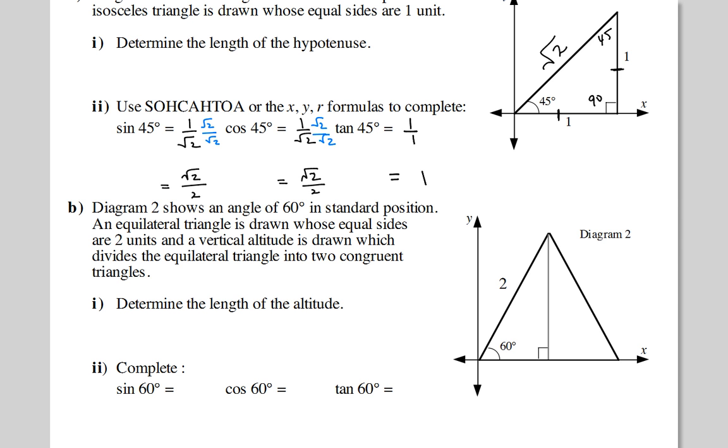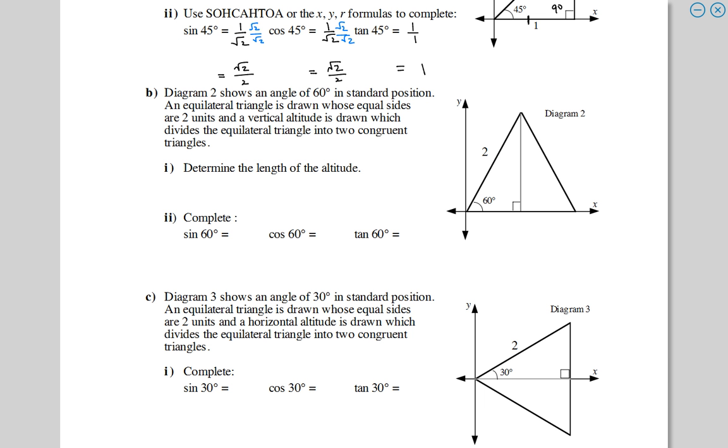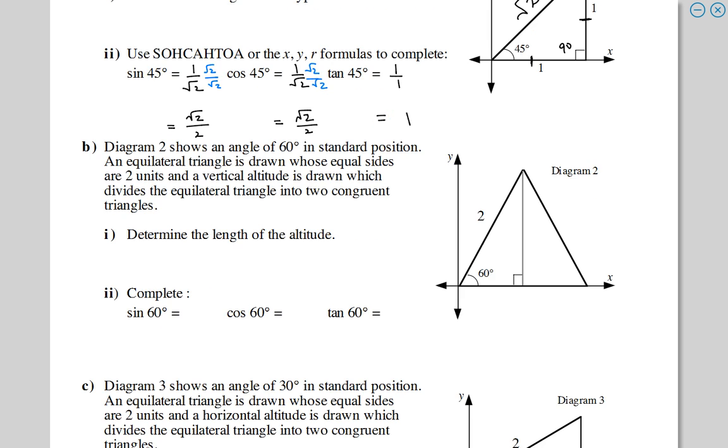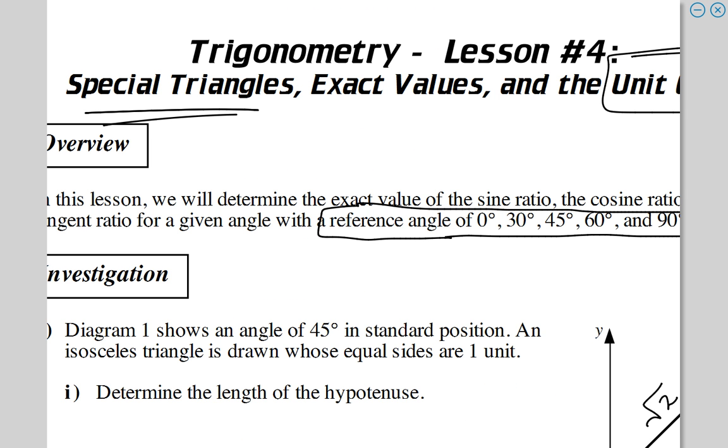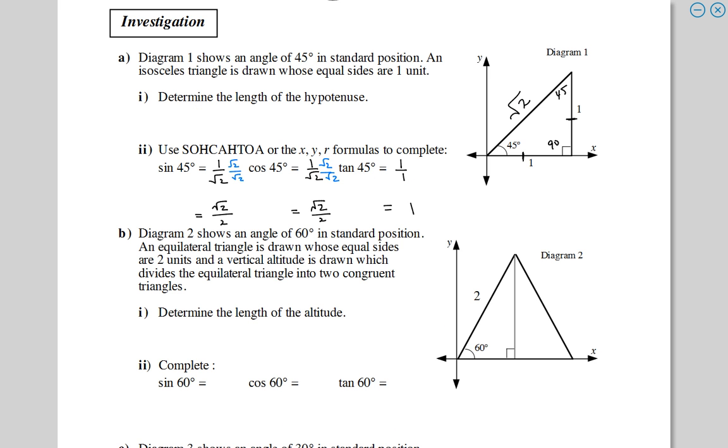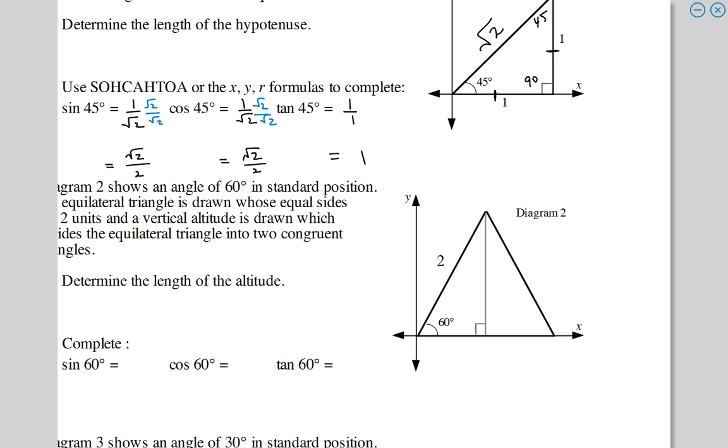Okay, let's go to the next one. And this is going to be the 30, 60, 90 triangle. So this thing, okay, up at the top, you have special triangles. Okay, why are they special? Well, I don't know, 30, 60, 45. They're just the nice ones.